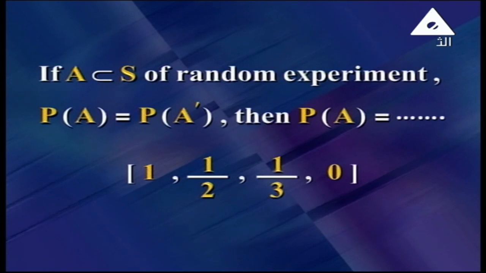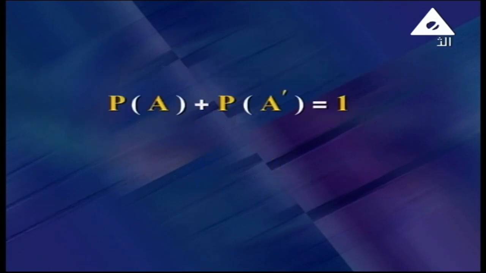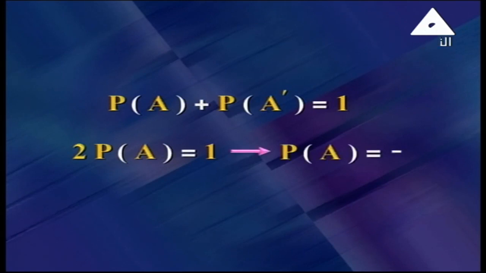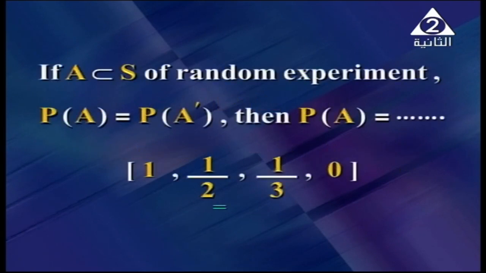All of you know that the probability of the whole sample space will be 1. So in this case, we can say that probability of A plus probability of A dash equals 1. And as they are both equal, we can say that double the probability of A equals 1. In this case, we can find the value of probability of A as half. That's correct, and in this case, we are going to choose the second choice, which is half.